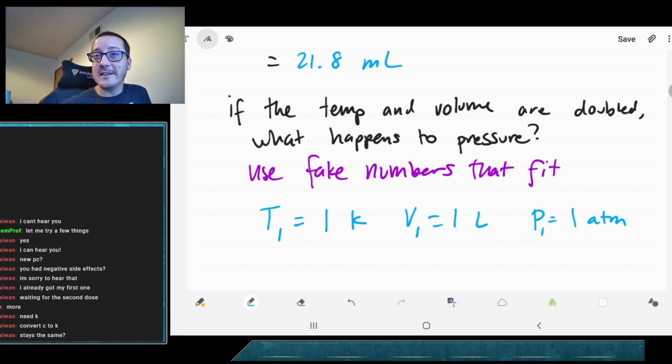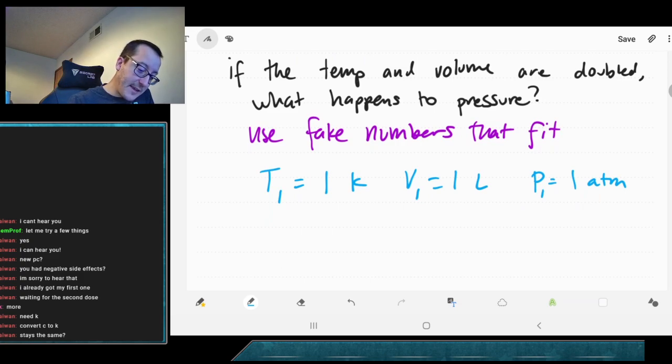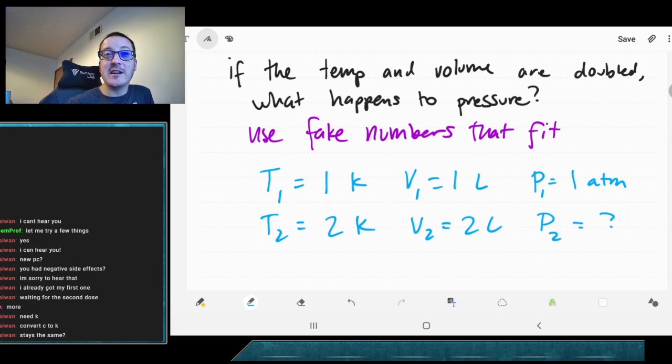Easy. Choose easy numbers. If it's saying that volume and temperature are doubled, we can just choose numbers that fit that. So we'll take our initial volume and temperature and double them. Easy, right? Easy with numbers like this. And now we can go ahead and plug it in.